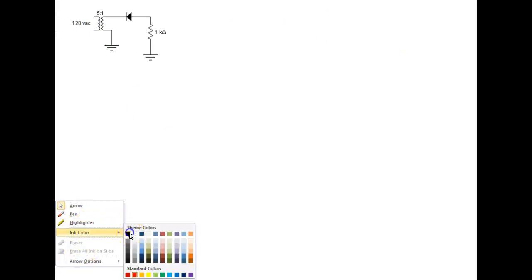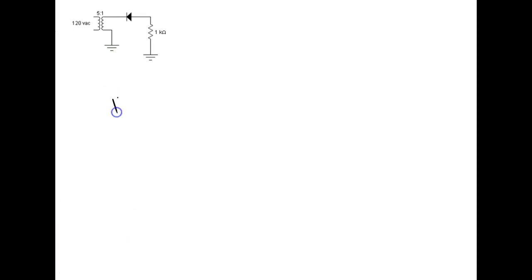So this is a 5-to-1 transformer. So I'm gonna come up here and go V out. Well, I shouldn't call it V out. V secondary would probably be more accurate. It would be equal to 120 divided by 5. What do we got? 24 volts.